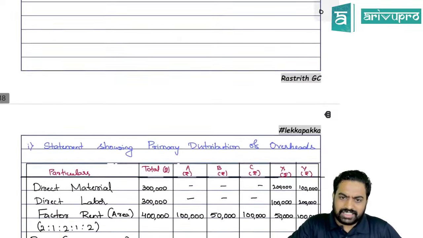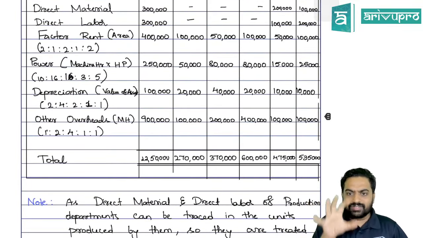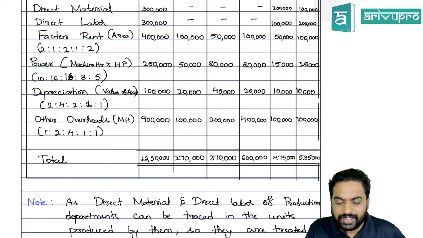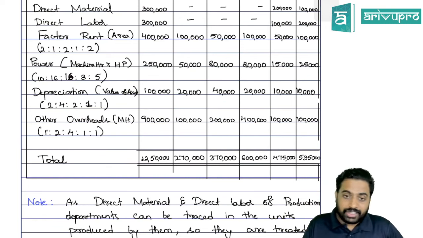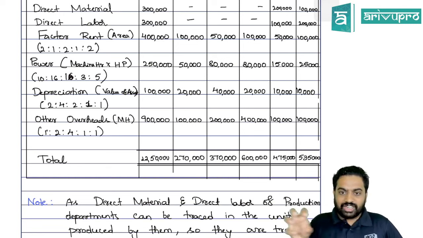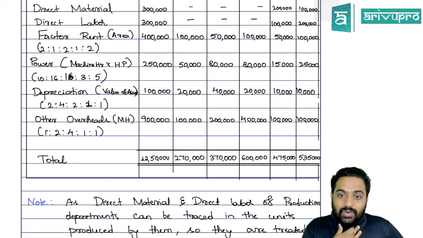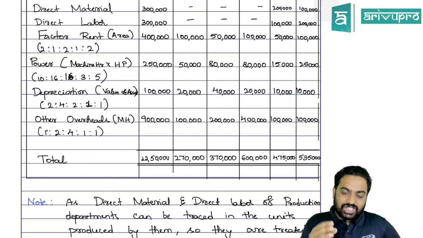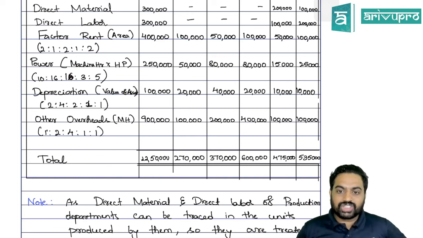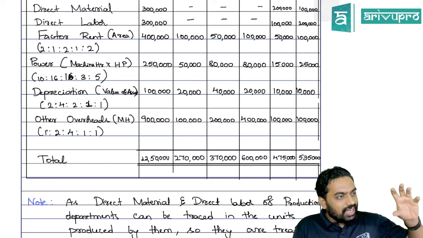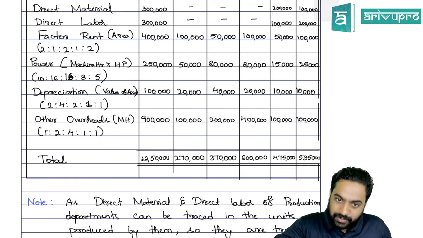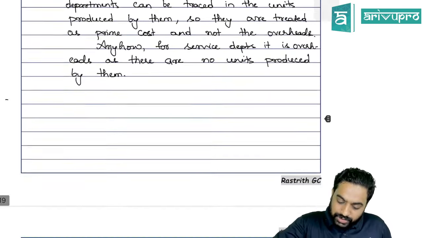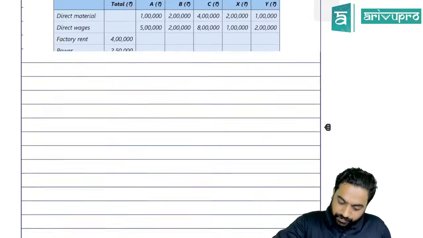So many things we have learned. Now with this second step, what we did is allocation, apportionment and reapportionment. Right now, in each production department we have a cost. Now this cost should be added to the cost of the cost objects, or to the cost of the final products, no? That process is called absorption.